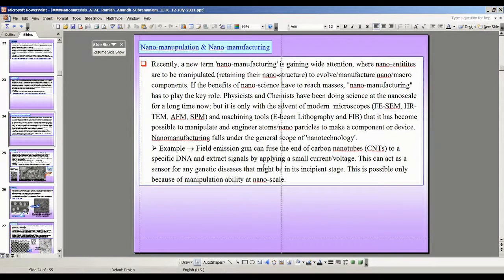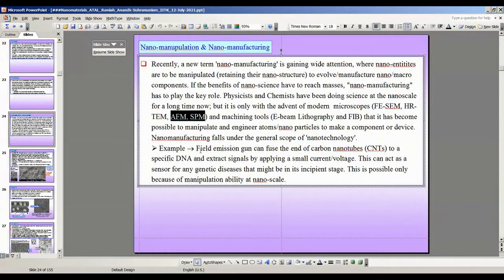As I told you, nano is applied to multiple things, and today you can talk about nano manipulation and nano manufacturing. Some of the techniques which have come to the fore are E-beam lithography and focused ion beam. Tools like high resolution lattice fringe imaging tools, and atomic force and scanning probe microscopes have come to the fore.